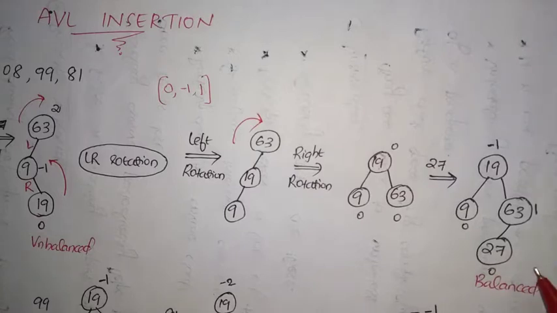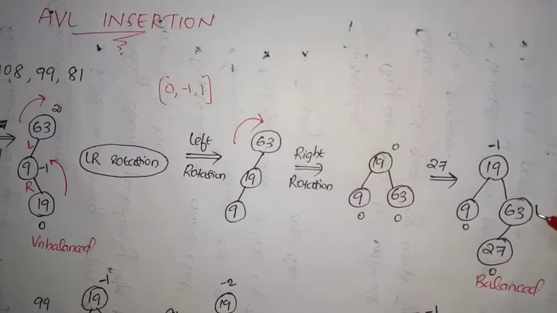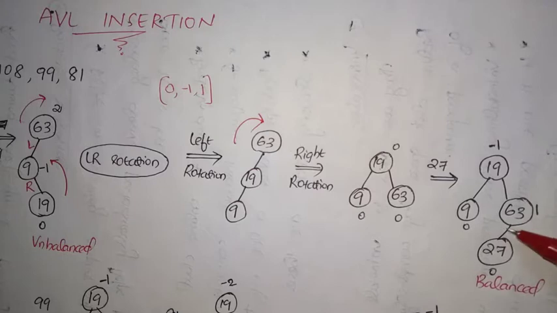Now let's calculate the balancing factor of each node. This is a leaf node and this is a leaf node, so the balancing factor is 0. In the case of this node, height of left subtree 1 minus right subtree 0, so 1 minus 0 is 1.